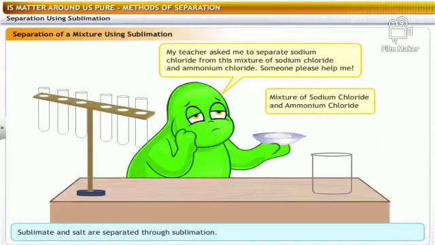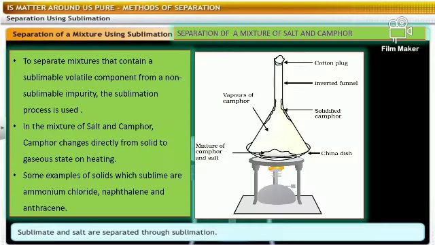Next method is sublimation. All of you know the sublimation. What is sublimation? It is the process in which a solid directly comes into vapor phase and vapors on cooling directly come to solid state. So here we have to separate a mixture of sodium chloride and ammonium chloride. दोनों को separate करना है. So mixture is given to us. That mixture contains sodium chloride and ammonium chloride. So how can it be done? It can be done by using sublimation.